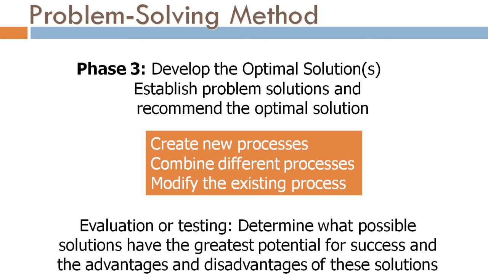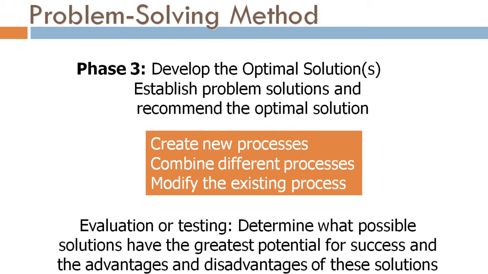Phase number 3, develop the optimal solution. It's here when you're going to establish the problem solutions and recommend the optimal solution. It's here when you have to come up with a new process or with new processes. You have to combine different processes. You have to modify the system process. So these are the 3 possible things that could happen at this phase.